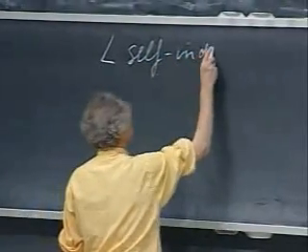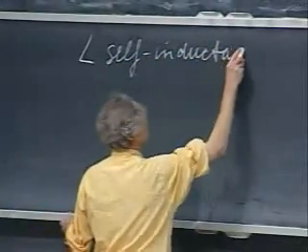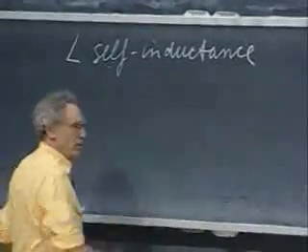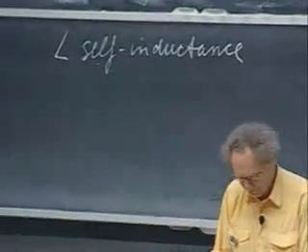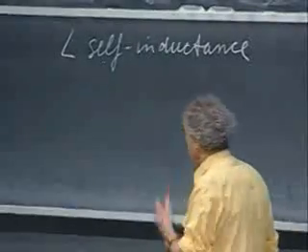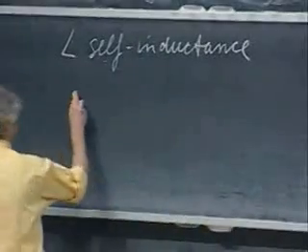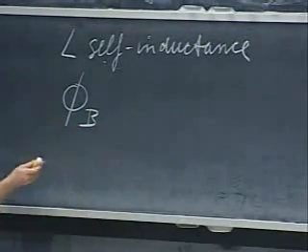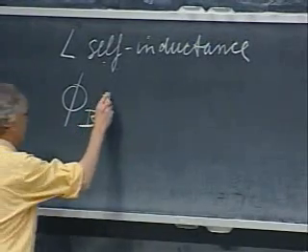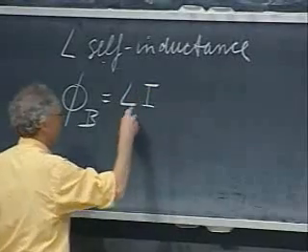self-inductance. And the word self speaks for itself. It's doing it to itself. Magnetic flux that is produced by a circuit is always proportional to the current. If you double the current, the magnetic flux doubles. And so it is the proportionality constant that we call L.